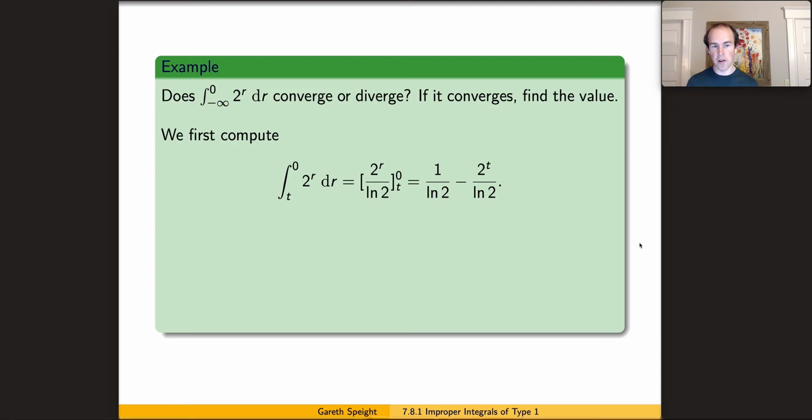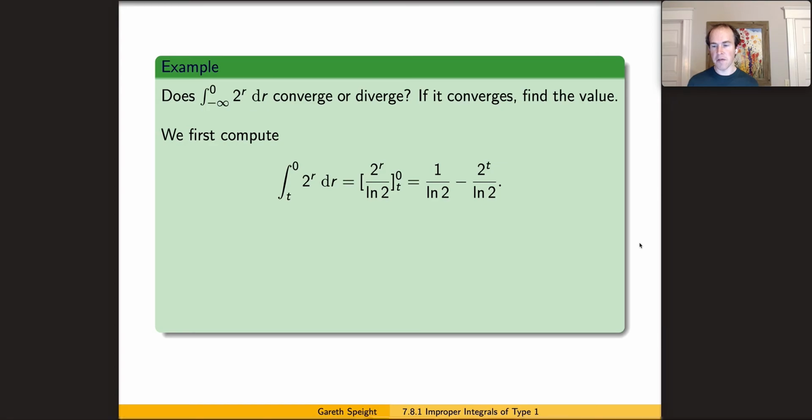Okay, so if we look at the integral from t to 0, now it's a continuous function on a definite integral. We can use the fundamental theorem of calculus. We find the antiderivative of 2 to the x, that's 2 to the x over ln 2. We plug in the endpoints, remembering that anything to the power of 0 is 1. So we get 1 over ln 2 minus 2 to the t over ln 2.